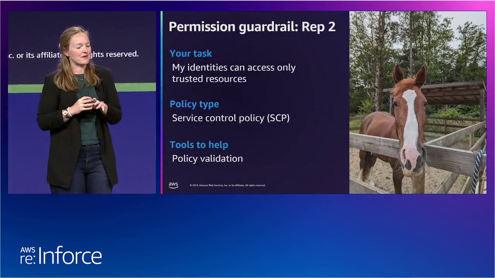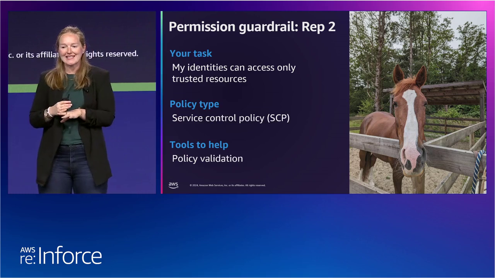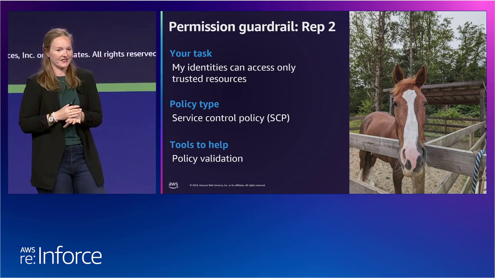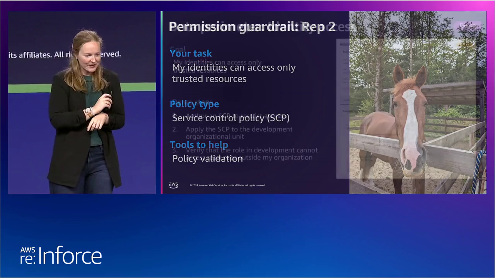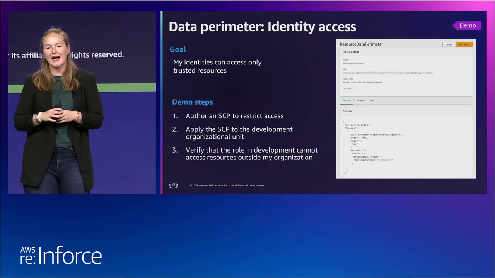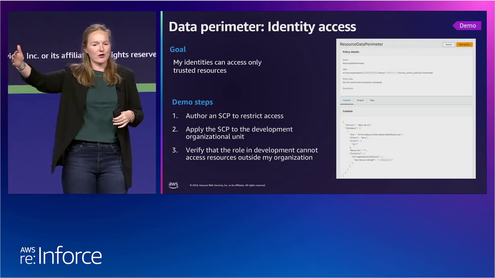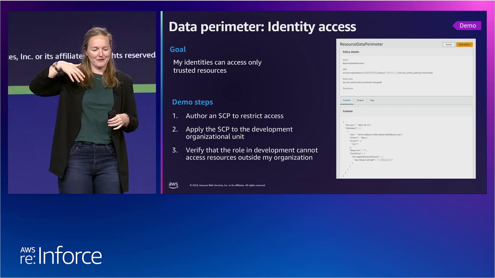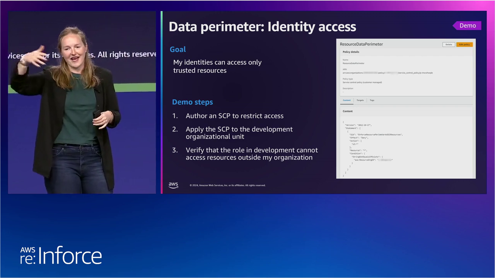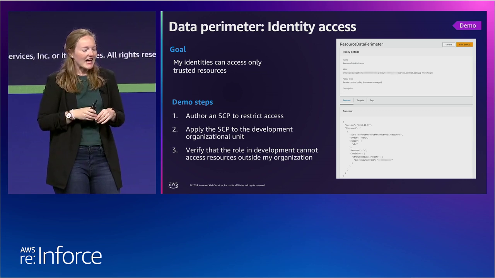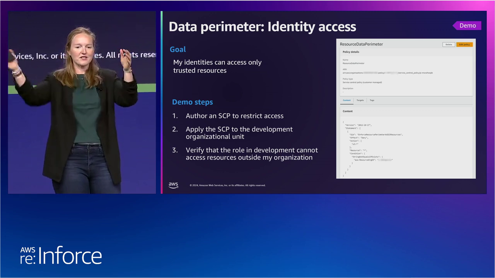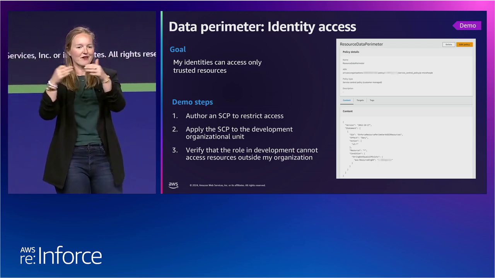So your task is to make sure my identities can only access trusted resources. And I'm going to demo it, and I'm going to give you a little bit of a setup. I have a bucket. It's outside my organization. It has too broad of access. It's allowed access to a bunch of different stuff, okay? Pickles has access to the bucket. He's actually in the same account of that bucket.